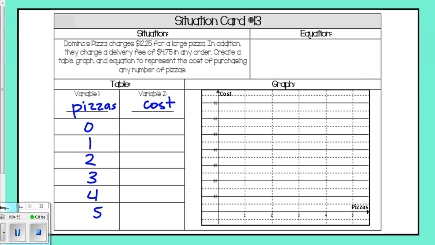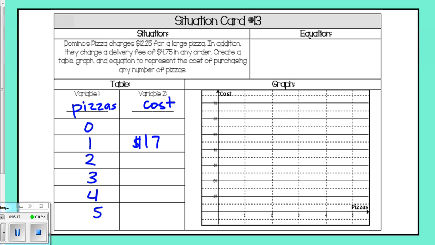Easiest to start with those. I would always start with 0, by the way, but I wouldn't necessarily compute 0 first. So let's read this. If I buy one pizza, it says it's $12.25, but I also have to pay that delivery fee of $4.75. That means total, that's $17. Okay? Well, what if I add another pizza to that?